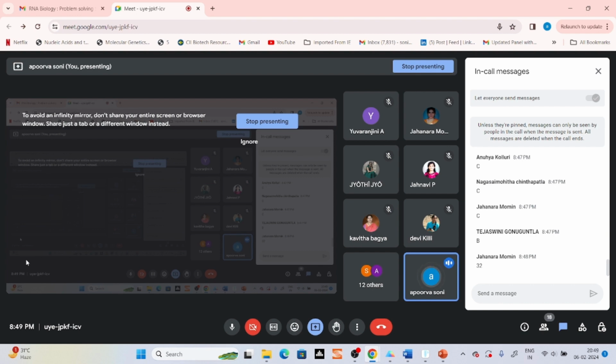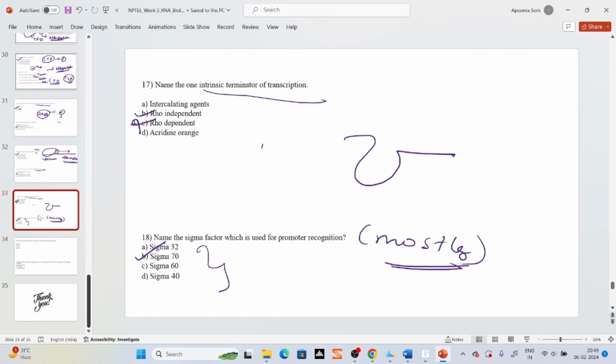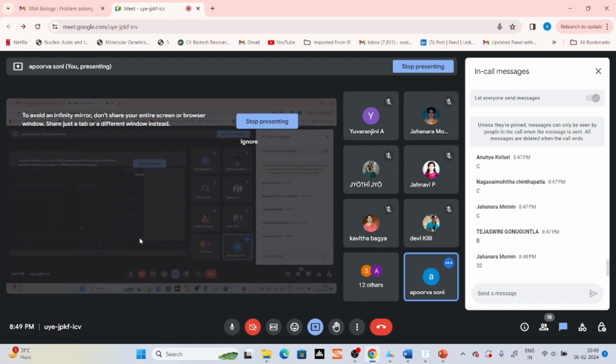Okay, so question number 18. We will discuss why sigma 70 and not sigma 32, sigma 60 or 40. We'll discuss it in the next class. It is the responsibility of Jahanara to remind me. And I'm sorry if I'm spelling your name incorrectly. If I'm spelling it incorrectly, you can tell me how to spell it.